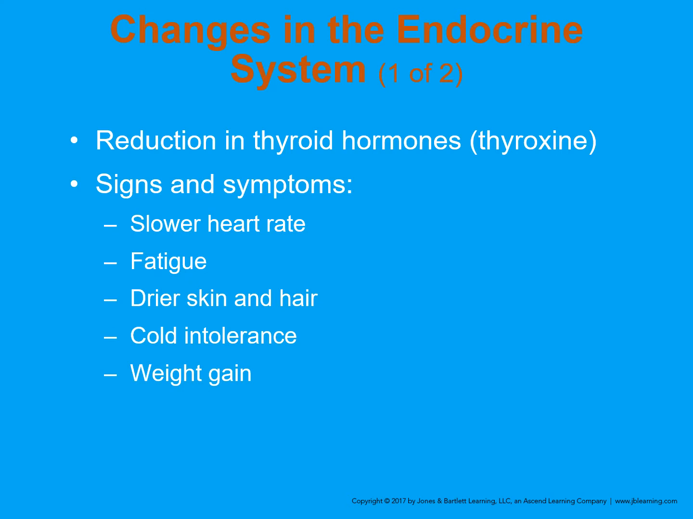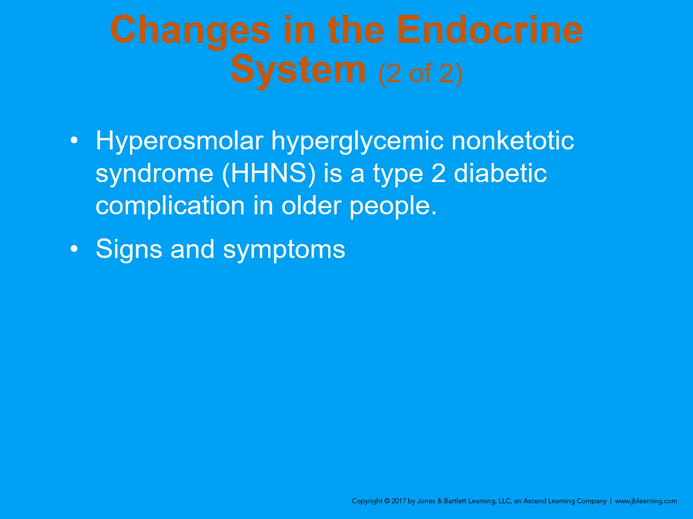Reduction in thyroid, which could screw with their whole body. Slower heart rate, fatigue, they're always tired, dry skin, brittle hair. They can't handle cold, they get fatter. A lot of this has to do with the thyroid hormones. And then there's the HHNS, a complication of diabetes, which we went over when we talked about diabetes.